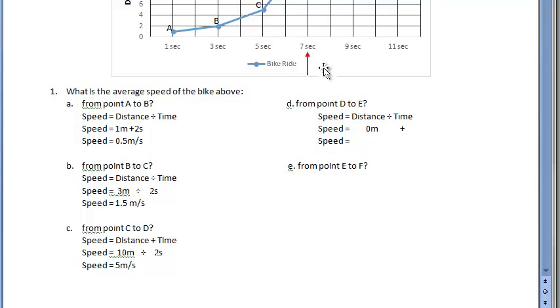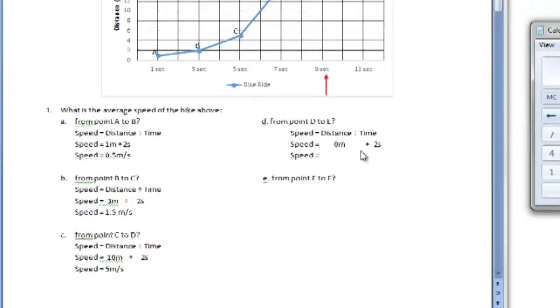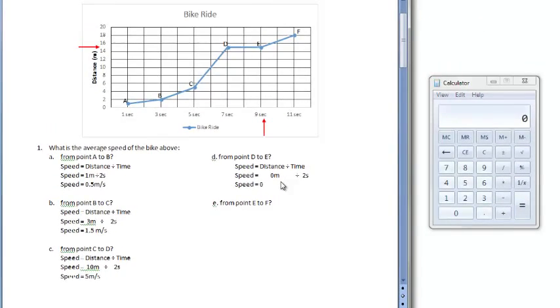We can still look at the time from 7 seconds to 9 seconds. It has been 2 seconds difference. You might know that anytime you divide 0 by a number, you end up with 0 again. So 0 divided by 2 would just be 0. We have not gone any distance, so my speed was 0 meters per second.